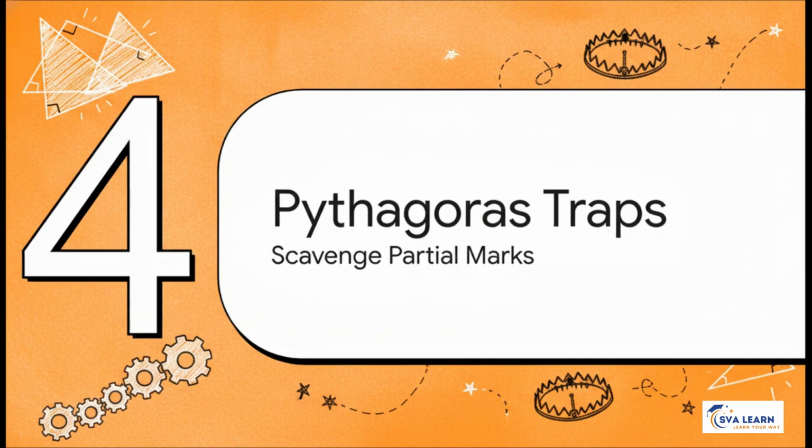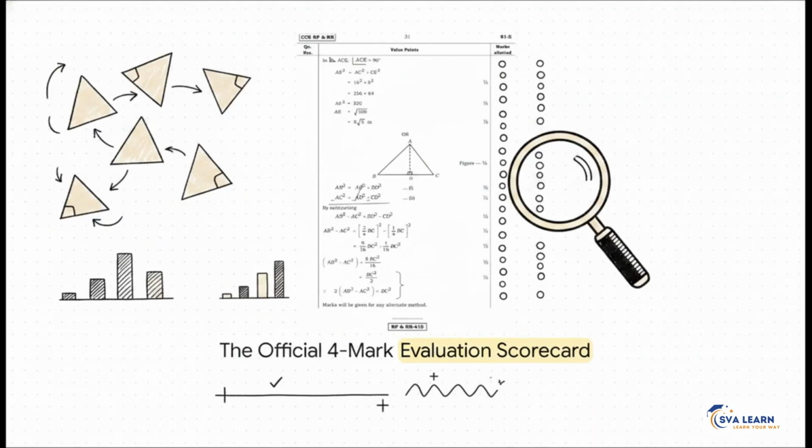Let's pivot to Section 4, Pythagoras application traps. It's time to scavenge some partial marks. So when you're facing down those long-form 3 or 4-mark application questions, it's really not just about getting the final answer perfectly right. It's about scavenging every single partial mark along the way. Look at this actual board evaluation scorecard for a complex Pythagoras problem. Notice that right-hand column? See all those half fractions stacked up? Evaluators don't just look at the bottom line. They award marks incrementally for every correct logical step you put on the paper.